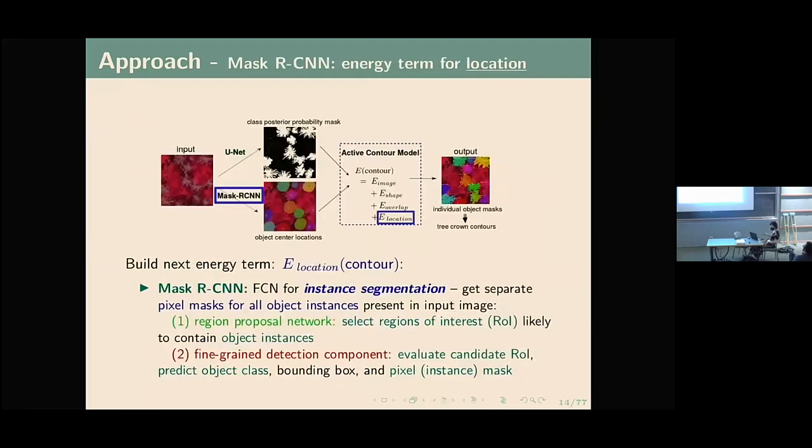So these centroids yield important prior knowledge that allow our energy formulation to constrain the modeled shape to stay around promising tree crown locations.